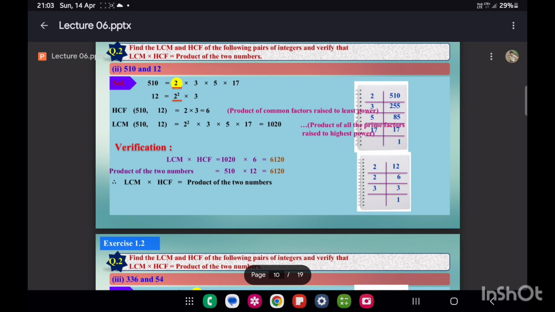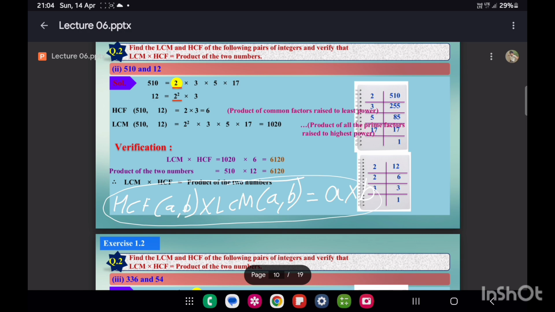Then both are the same, so HCF of A comma B into LCM of A comma B is equal to A into B. This formula is satisfied here. Thank you.